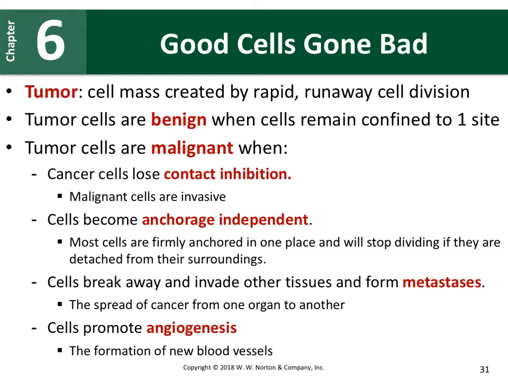It's only when cells start invading nearby tissue that they actually become malignant or cancerous. Okay? And that's called losing contact inhibition. So when cells are next to each other, that usually sends a signal, don't divide. Okay? It's called contact inhibition. Some cells lose that in terms of a mutation, and they continue to divide and grow into those adjacent cells.